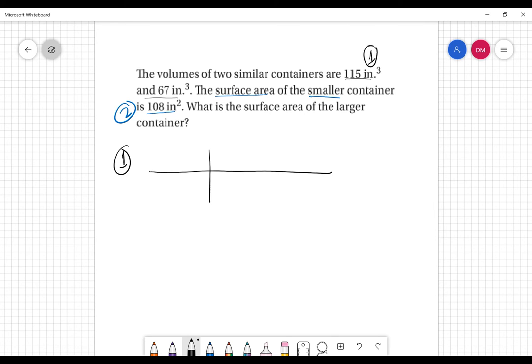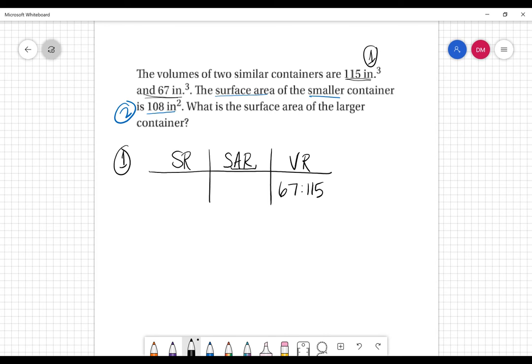We want to find all 3 ratios here: the similarity ratio, or you could think of this as the scale factor; our surface area ratio, which at its root is just an area ratio; and the volume ratio. Here, again, we know the volume, 115 to 67. I'm going to flip it and do smaller to larger, just like this.